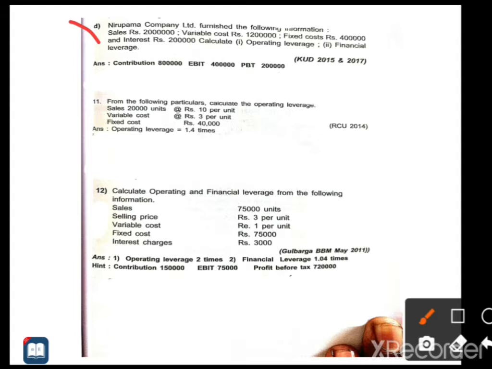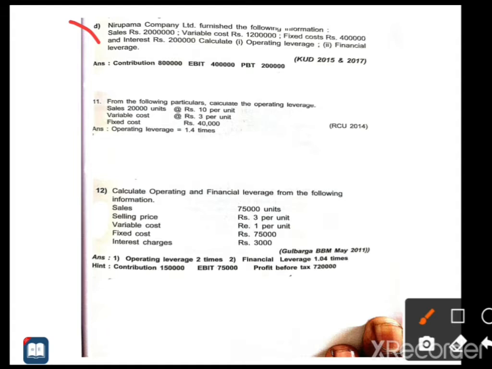Nirupama Company Limited furnished the following information: sales is 20 lakh, variable cost is 12 lakh, fixed cost is 4 lakh, and interest is rupees 2 lakh. Calculate operating leverage and financial leverage. See, very simple. They have given sales, variable cost and fixed cost, and they are asking you to calculate operating leverage and financial leverage.